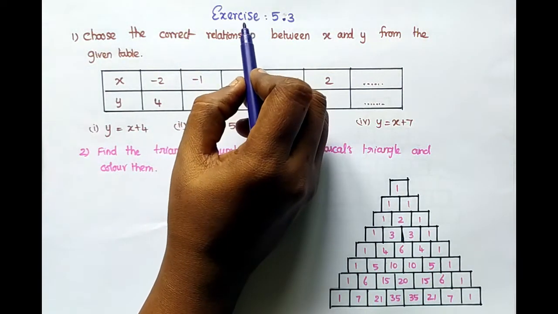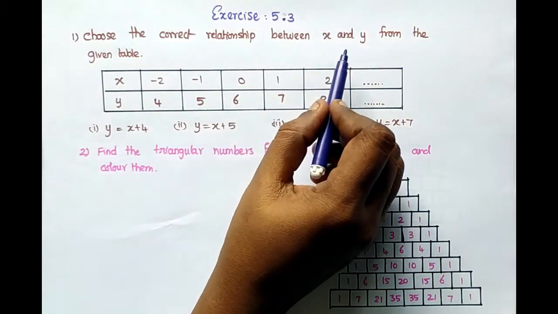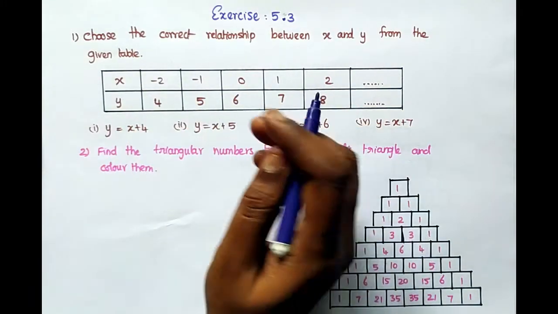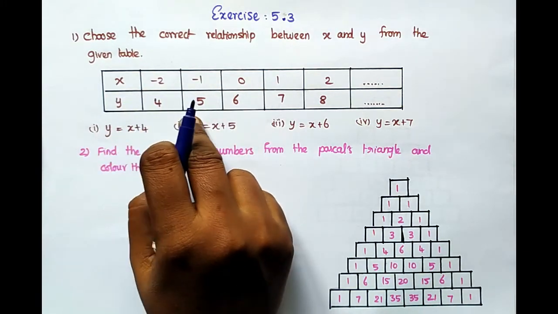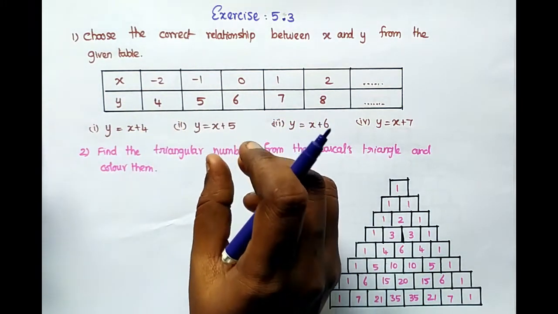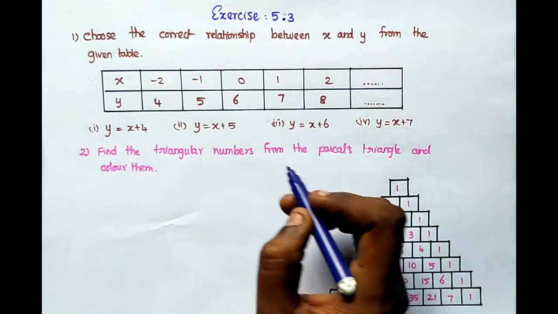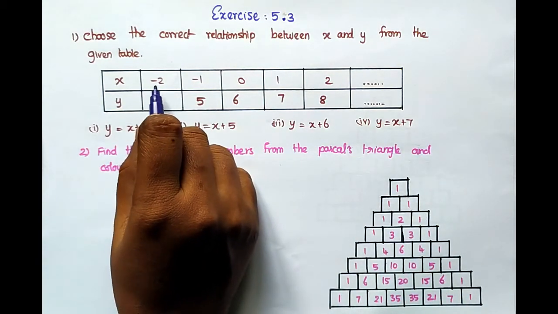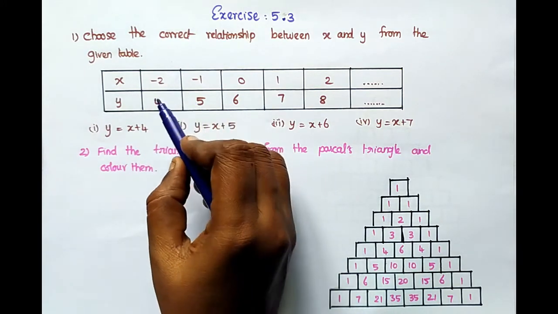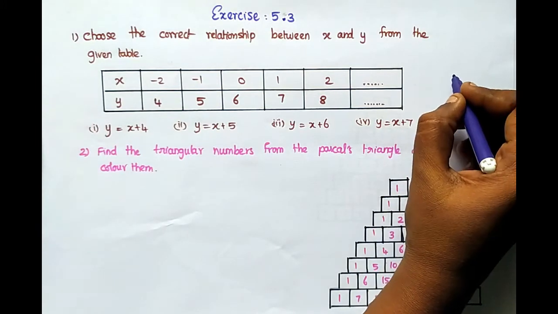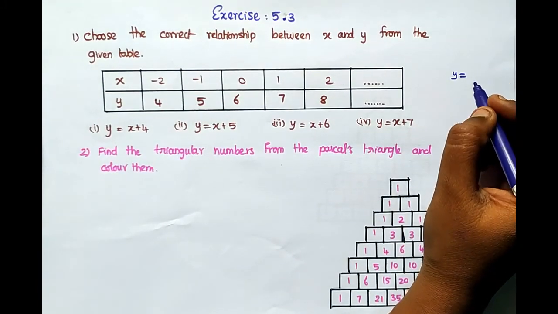Look at this exercise 5.3. Choose the correct relationship between x and y from the given table. They have given the table, the values of x and y. What is the general form of this tabulation? That is the question. Here listen, x equal to minus 2, y equal to 4. Then y equal to which formation sequence? What is the general form of y?